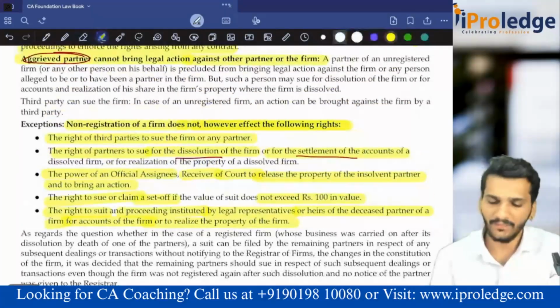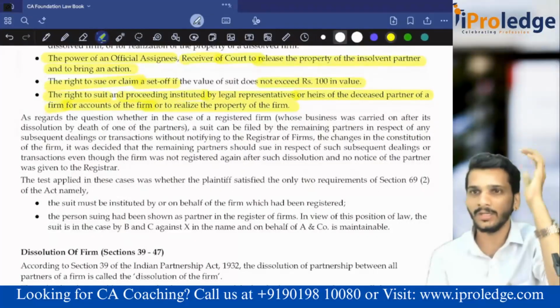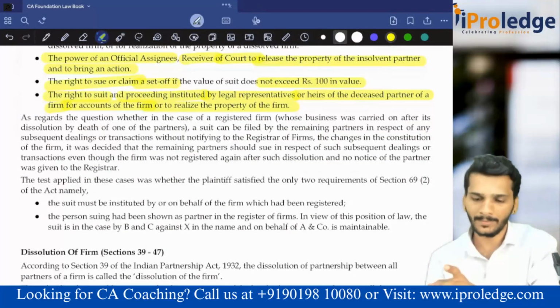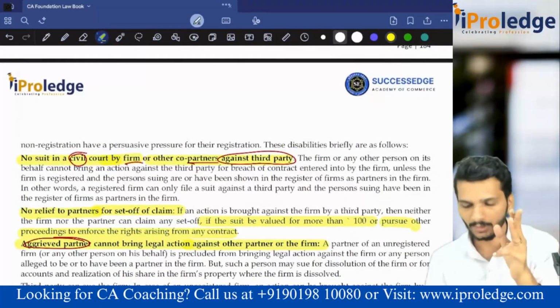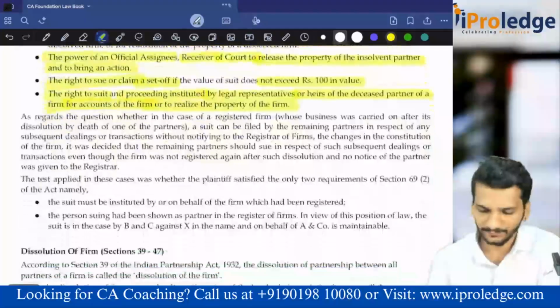These rights are not affected, but those rights which we discussed, you cannot sue the third party. One partner cannot sue the other partner or the firm for the purpose of settlement of accounts, and you cannot go to the civil court against a third party. No right of set-off of a claim exceeding 100 rupees. Those things are there.